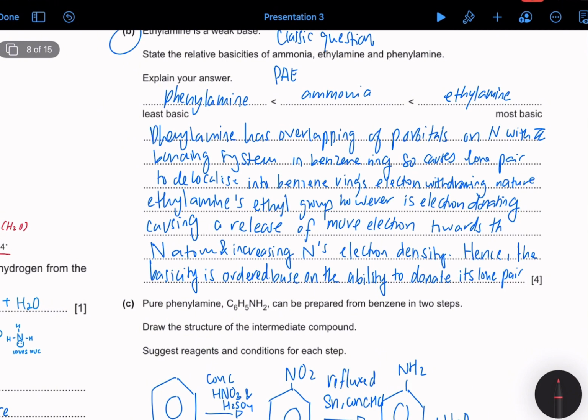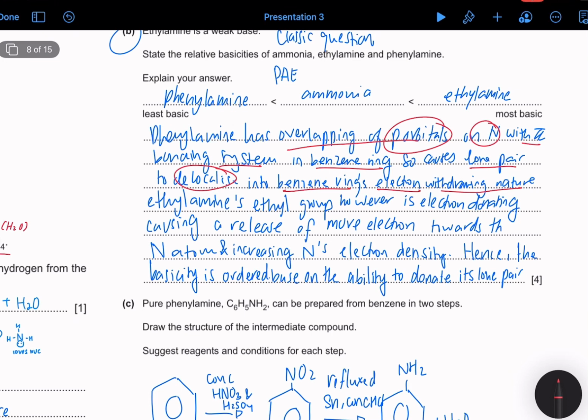So phenylamine is the least basic because it has overlapping of p orbitals on N with the pi bonding system in your benzene ring. So what happens because of this? Because of this, it causes the lone pair to be delocalized into the benzene ring's electron withdrawing nature. So yeah.